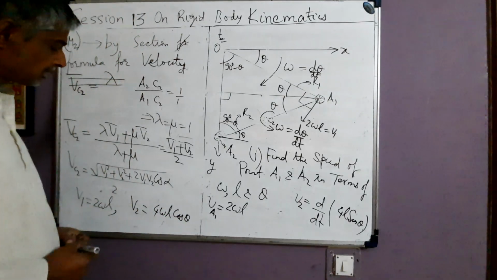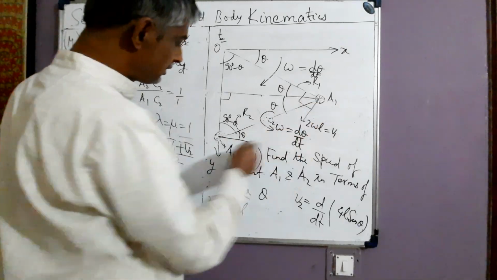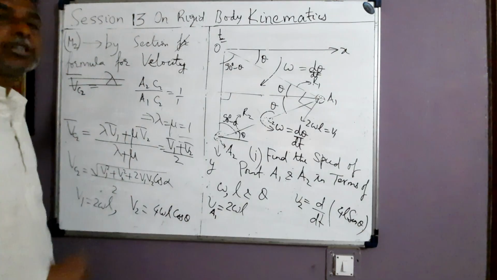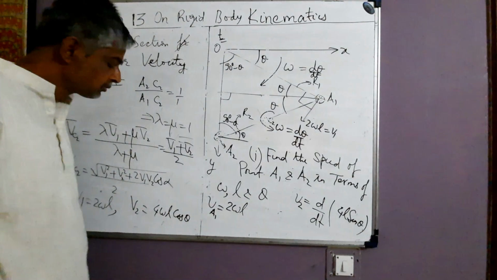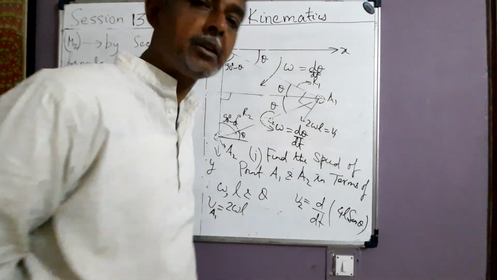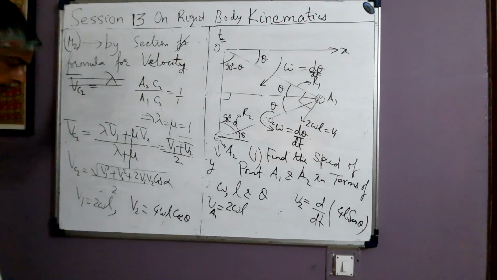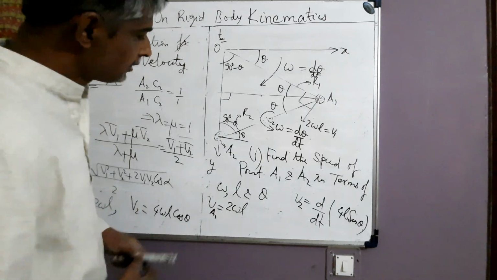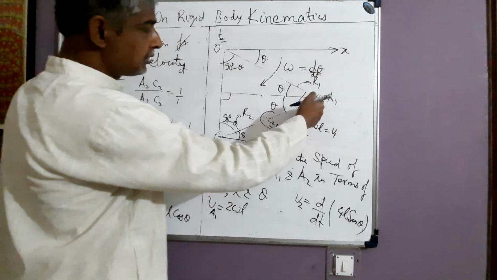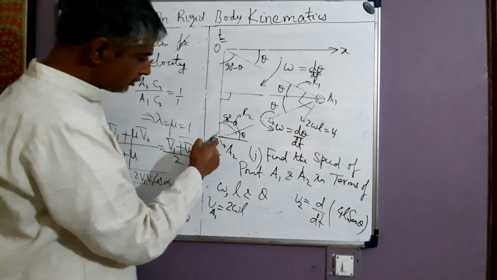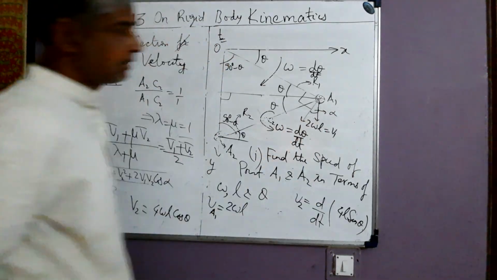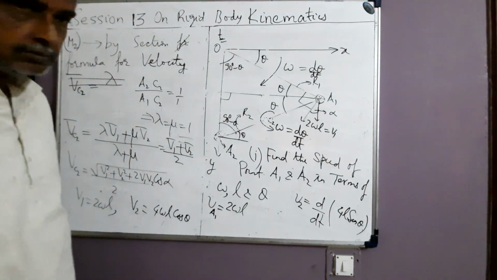Alpha is the angle between the vector V1 and vector V2. V1 is this, V2 is this. Alpha we have to determine in terms of theta. So how do we find alpha? See, the velocity of A2 is V2 in the downward direction. This is V1, at right angle to OA1. This V2 I draw here, and this angle will be alpha. Is it alright? Clear?